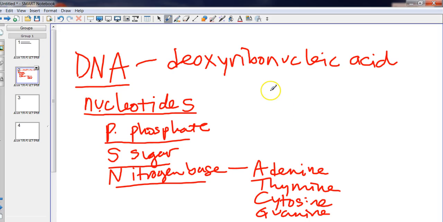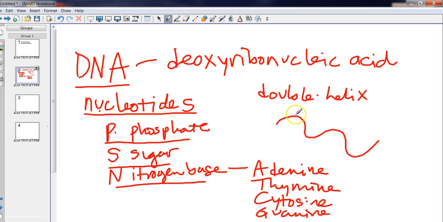DNA also has a shape that takes on what we call a double helix. Okay, so a double helix is kind of like this. If you draw this in your composition book, again, this should be on the right side because this is input, if you remember. So again, DNA is made up of repeating nucleotides. Each nucleotide is made up of one phosphate, one sugar, and one nitrogen base.